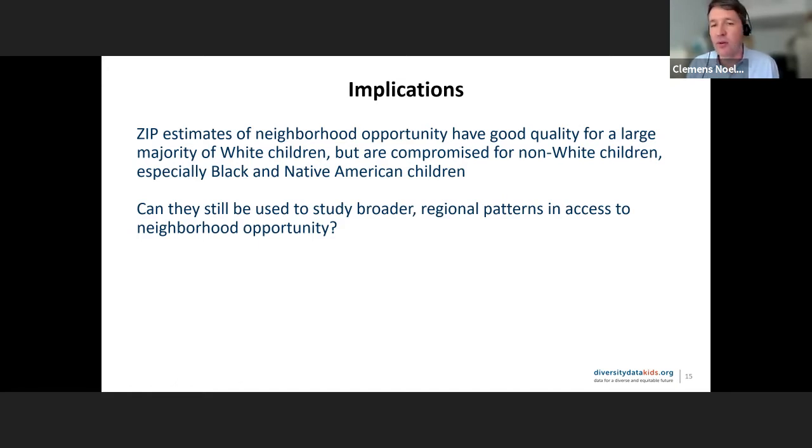Can they still be used to study broader regional patterns and access to neighborhood opportunity? I've said that for a large proportion of the population, the gaps are actually quite small, and there may be bias cancellation in both directions. So if you look at large samples of zip codes, maybe you can recover overall or broader patterns of equity quite well, even if individual zip code measures aren't quite accurate. And here the answer seems to be in tendency yes, at least for the kinds of tests we did.